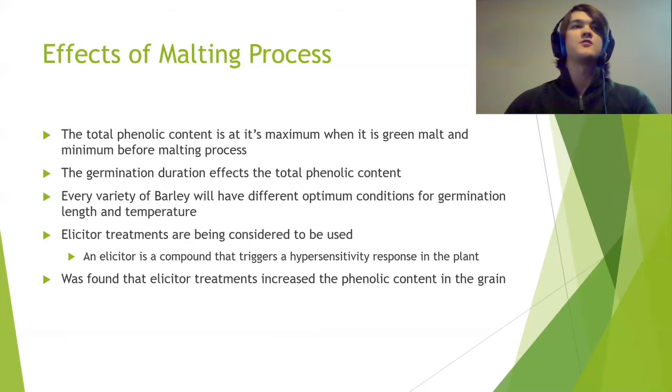Another method of increasing the phenolic content is an elicitor treatment. An elicitor treatment is a treatment that triggers a hypersensitivity response in the plant, which is where the plant kills the cells surrounding the infected area to prevent the infection from spreading. It is found that the elicitor treatment increases the phenolic content in the grain.